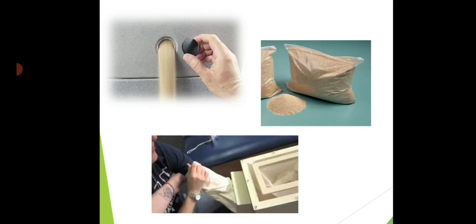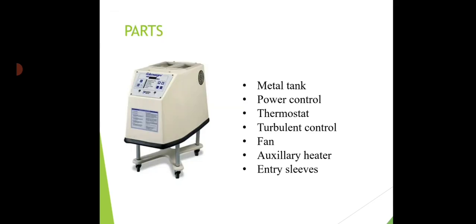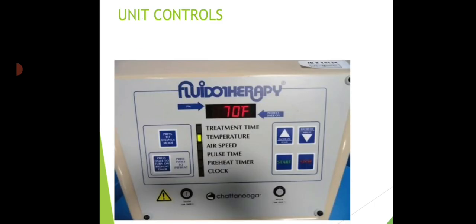Let's move on. So this is how it looks. You have a sleeve-like structure where you insert your limb and the particles are being moved. Now let's talk about the equipment parts. This is how the equipment looks. It has a metal tank, a power control, a thermostat to check the temperature, a turbulence control, a fan to circulate the air, an auxiliary heater, and an entry sleeve where the part is inserted.